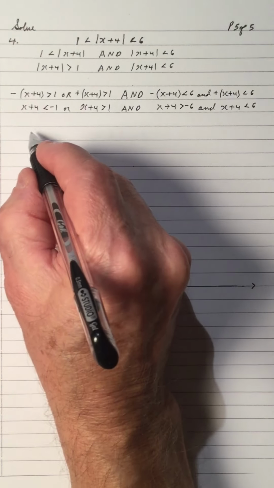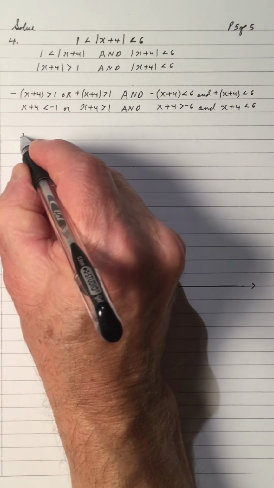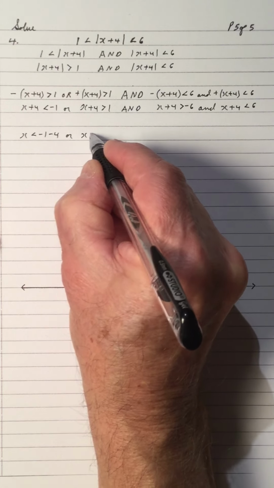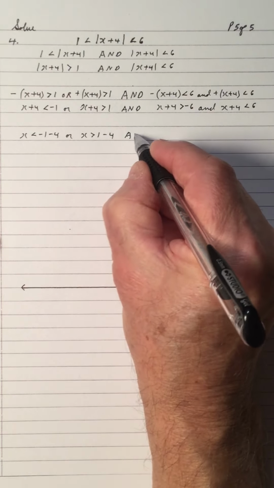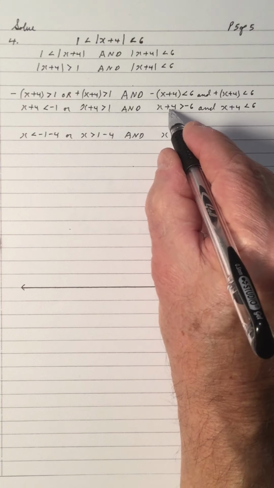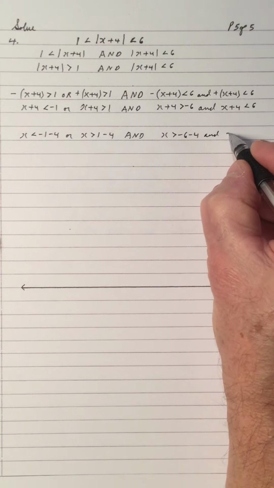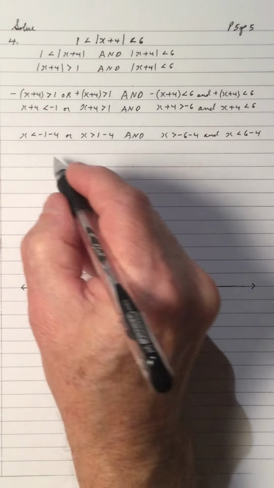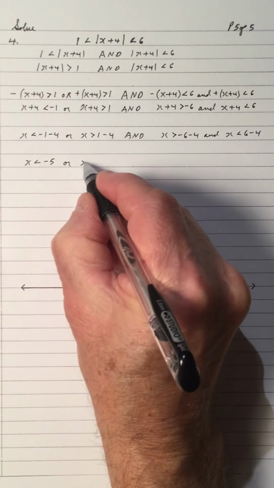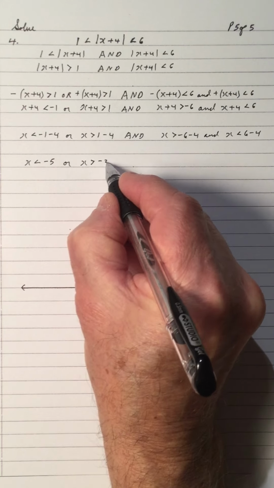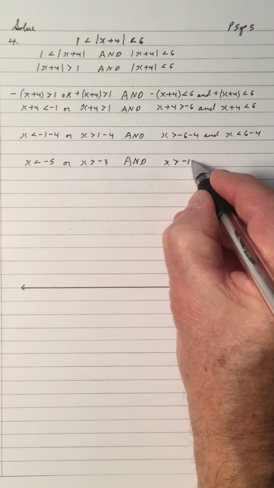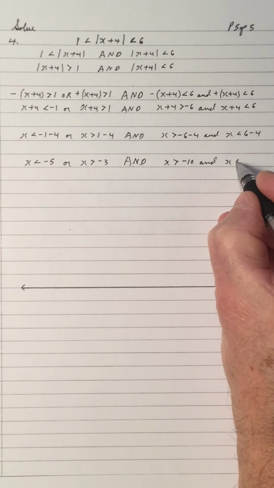Continue to solve. Now, I'm just going to skip a line here to give us more space. So x is less than negative 1 minus 4. Or x is greater than 1 minus 4. With an and, x is greater than negative 6 minus 4. Move the 4 over, make it a minus. And x is less than 6 minus 4. To simplify each of these, x is less than negative 5. Or x is greater than negative 3. Big and, x is greater than negative 10, small and, x is less than 2.